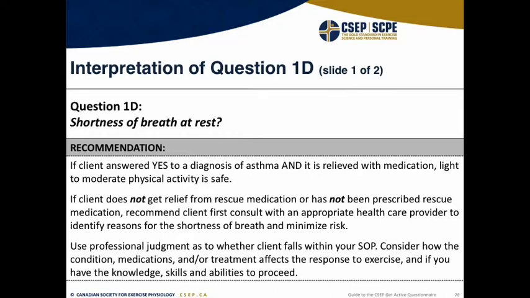You should chart the reason why the client answered yes. If you're a CSEP CPT and you chart that your client has a diagnosis of asthma and shortness of breath is relieved with medication, then it would be appropriate to proceed. However, if you find out from your client that they do not get relief from their rescue medication, or they really don't know why the shortness of breath has been occurring, then no matter what, this person should be speaking with their physician.